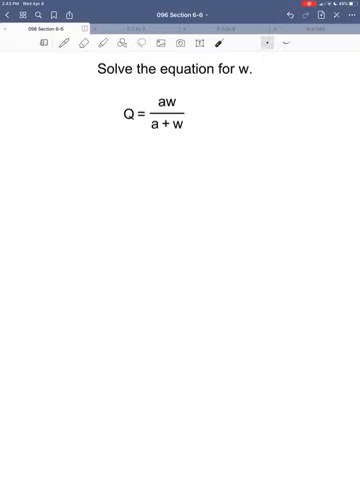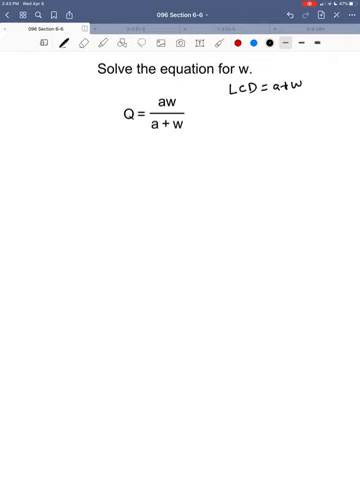The directions for the problem say I'm supposed to solve this equation for W, so I'm trying to get W on one side of the equation all by itself. W occurs in a couple places in this equation. What I'm going to want to do probably is get rid of the fractions, so I'm going to multiply both sides by the LCD. There's only one denominator in the problem, so that's going to be my LCD. My LCD is just going to be A plus W.